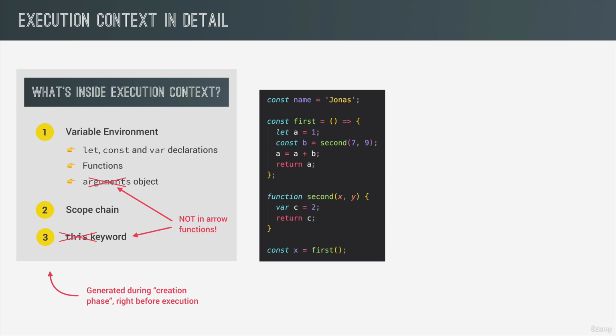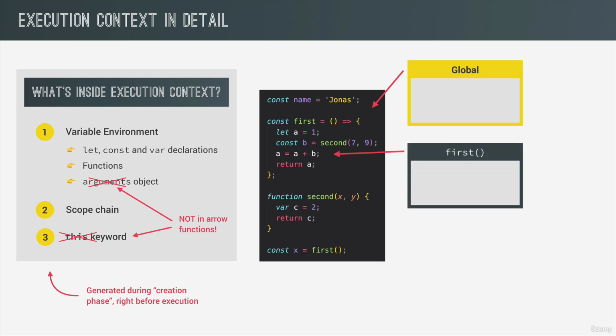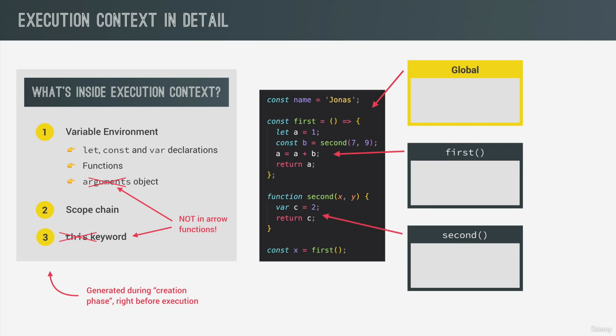So, as you hopefully know by now, we will get one global execution context and one for each function. So one for the first function and one for the second function. In the global context, we have the name variable declaration, the first and second function declarations, as well as the x variable declaration. For the functions, the variable environment will literally contain all the code of a particular function.